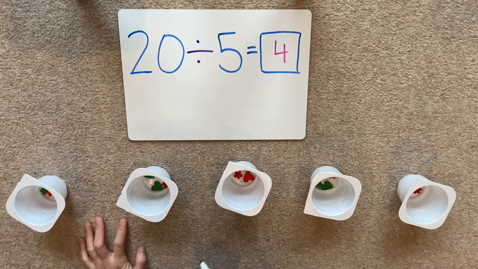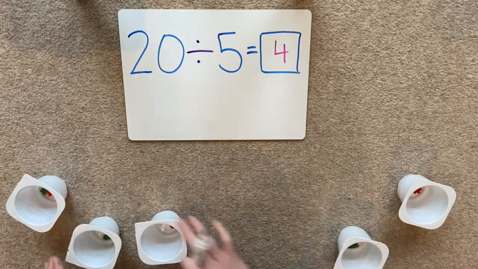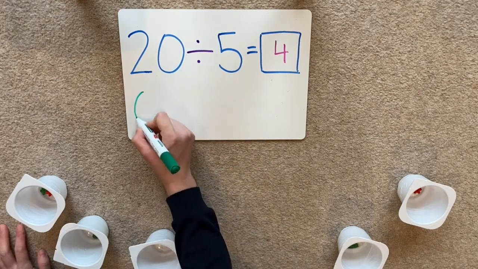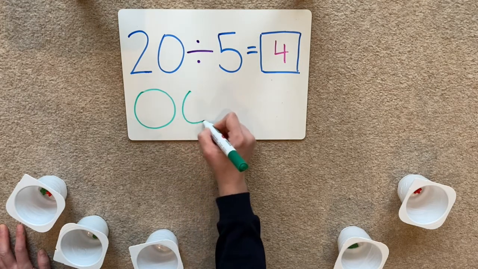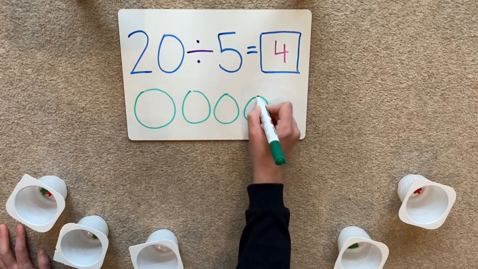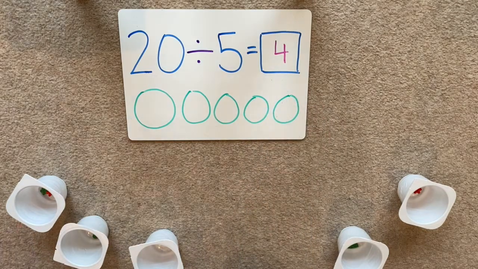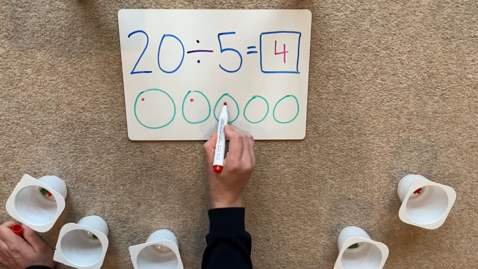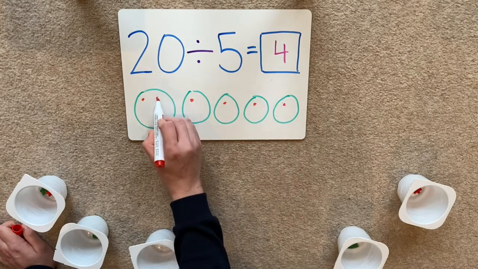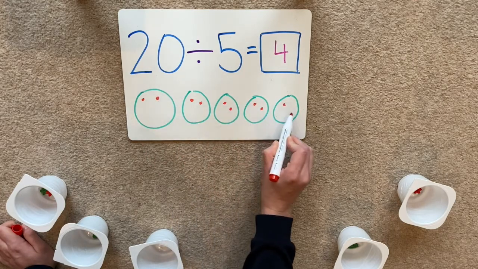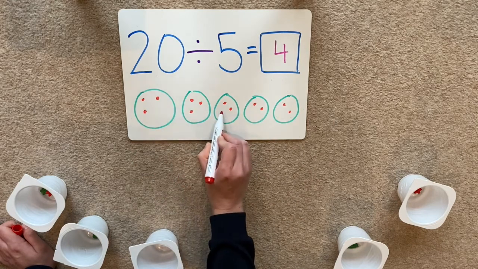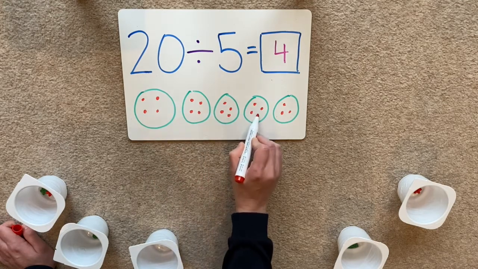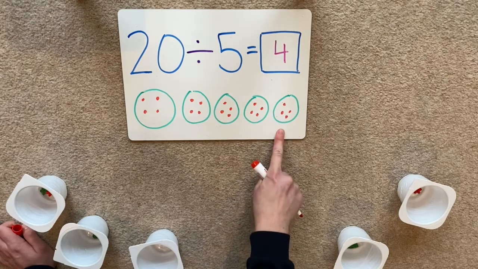What does it look like when we draw it? Move these out of the way so I can get my hand on my board. 20 shared between 5, so I have to draw 5 circles. And I'm going to share out 20. 4 each.